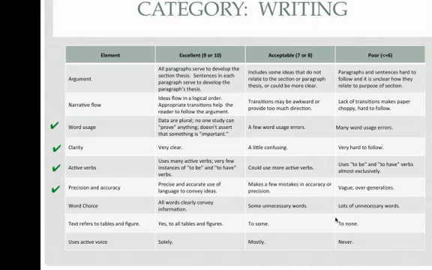Use precise and accurate use of language. That's straightforward. Word choice. All words clearly convey information. Acceptable, a B or a C, is some unnecessary words, and poor is lots of unnecessary words. So you really want to be looking out for that. And then using the active voice. You want to mostly use the active voice. And that's that.